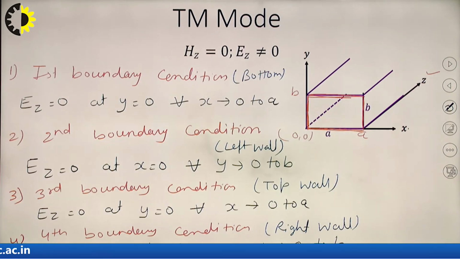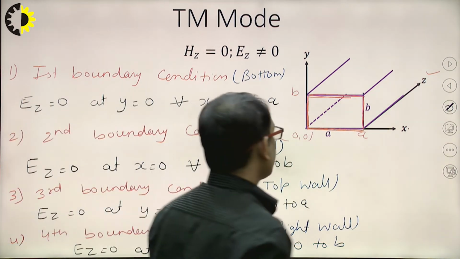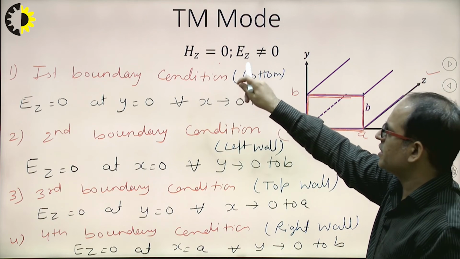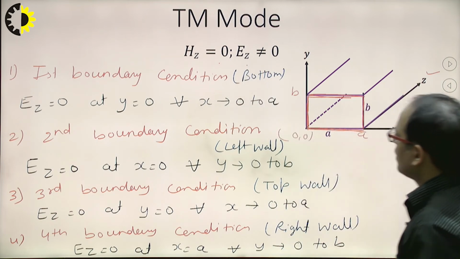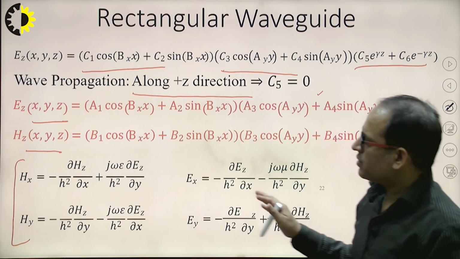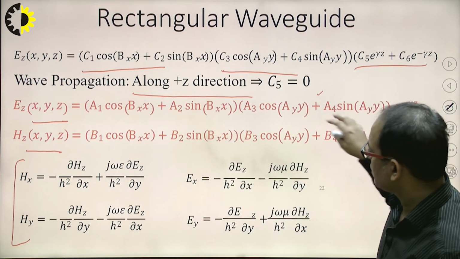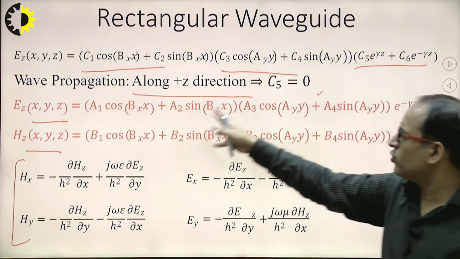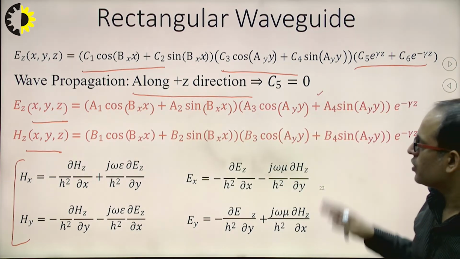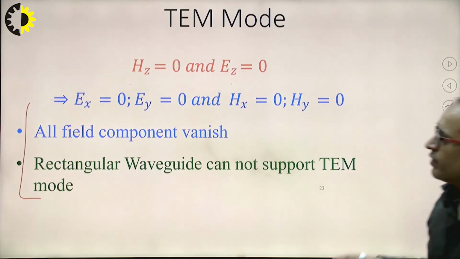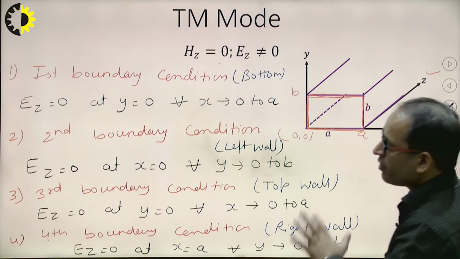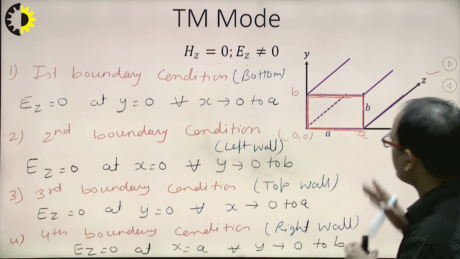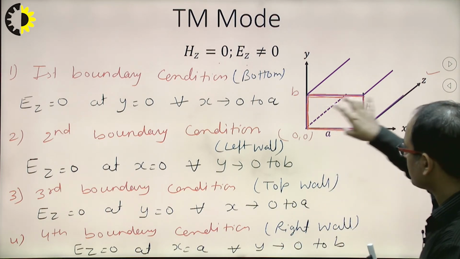And for the TM mode, we know that Hz is equal to 0 but Ez is not equal to 0. Now these are the what? Constants A1, B1, A2, B2, A3, B3, A4, B4. So these constants will be found when we put some conditions. And how will we put the conditions? We will put the boundary equations for this one.